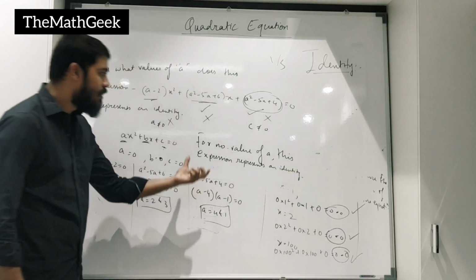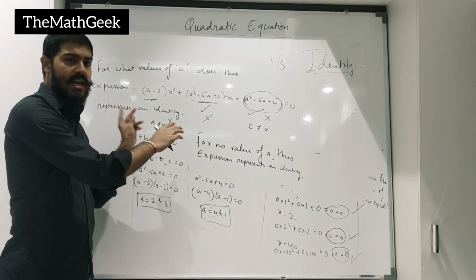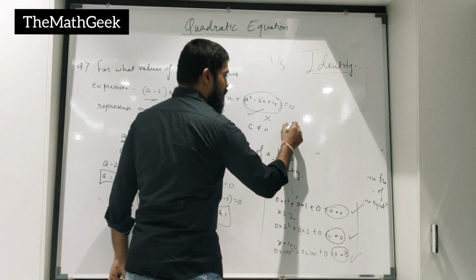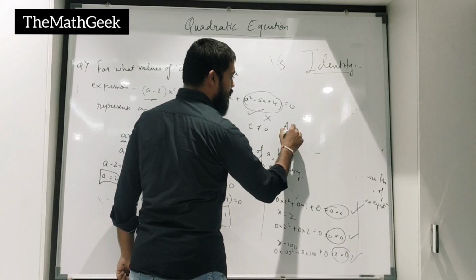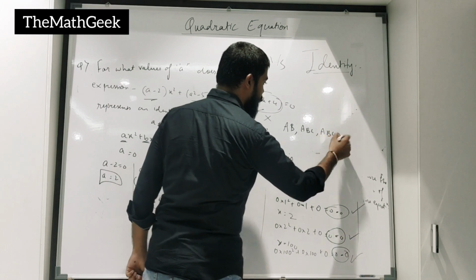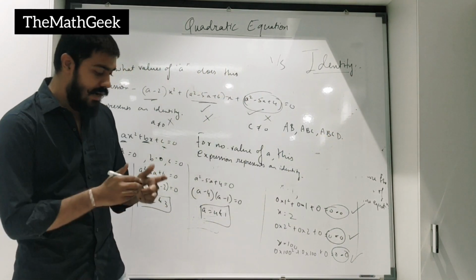Got it? So this type of question comes in JEE Advanced for more than one correct type. More than one correct type is where more than one correct options are correct. A, B or A, B, C or A, B, C, D, anything can be the answer. Okay? So we are done for the first video.